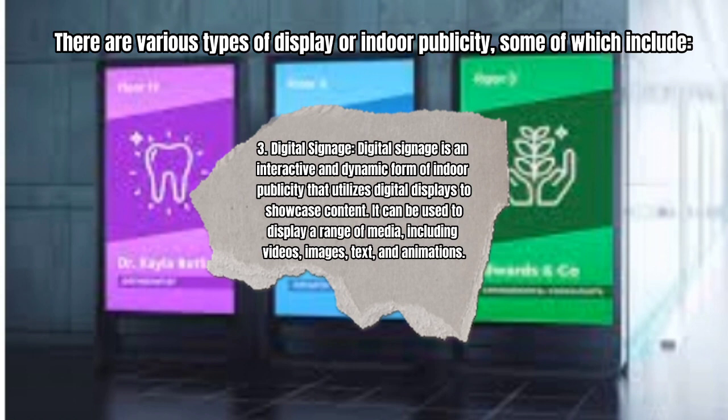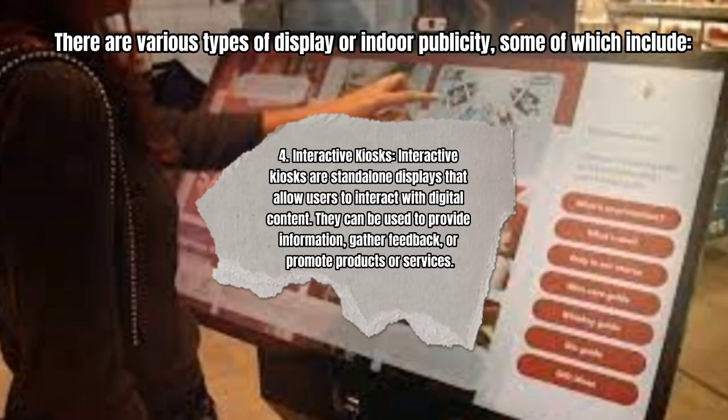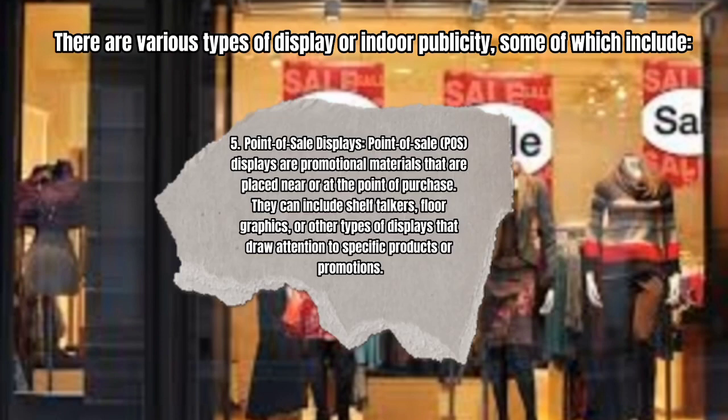3. Digital signage. Digital signage is an interactive and dynamic form of indoor publicity that utilizes digital displays to showcase content. It can be used to display a range of media, including videos, images, text, and animations. 4. Interactive kiosks. Interactive kiosks are standalone displays that allow users to interact with digital content. They can be used to provide information, gather feedback, or promote products or services.